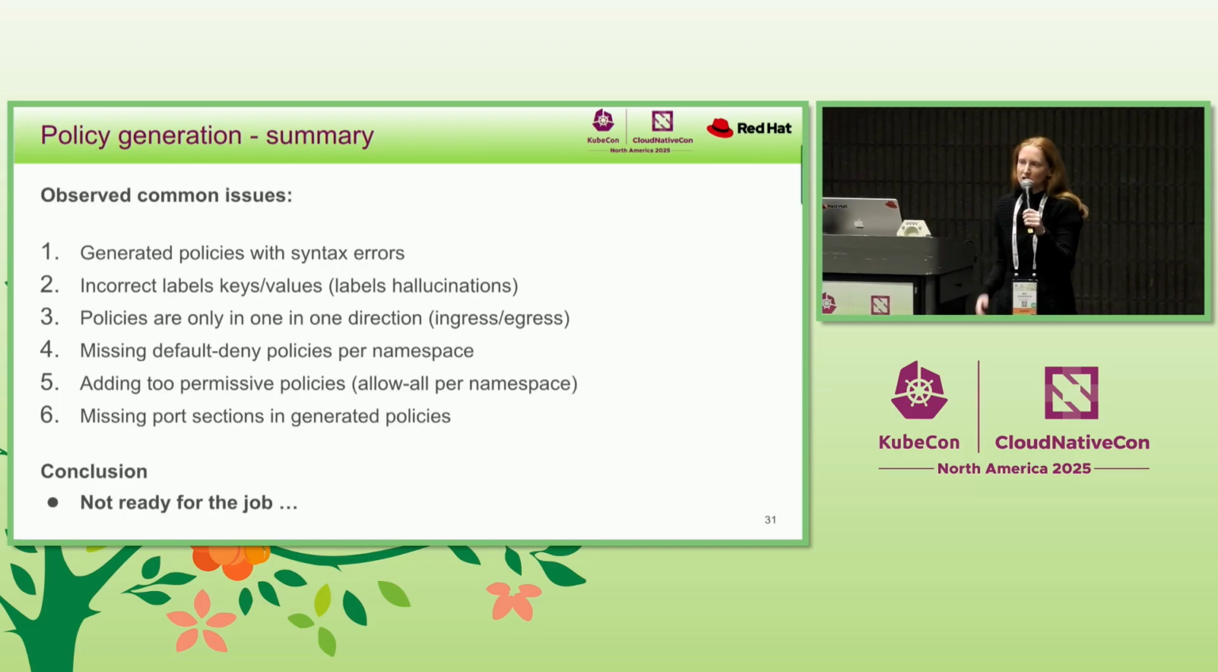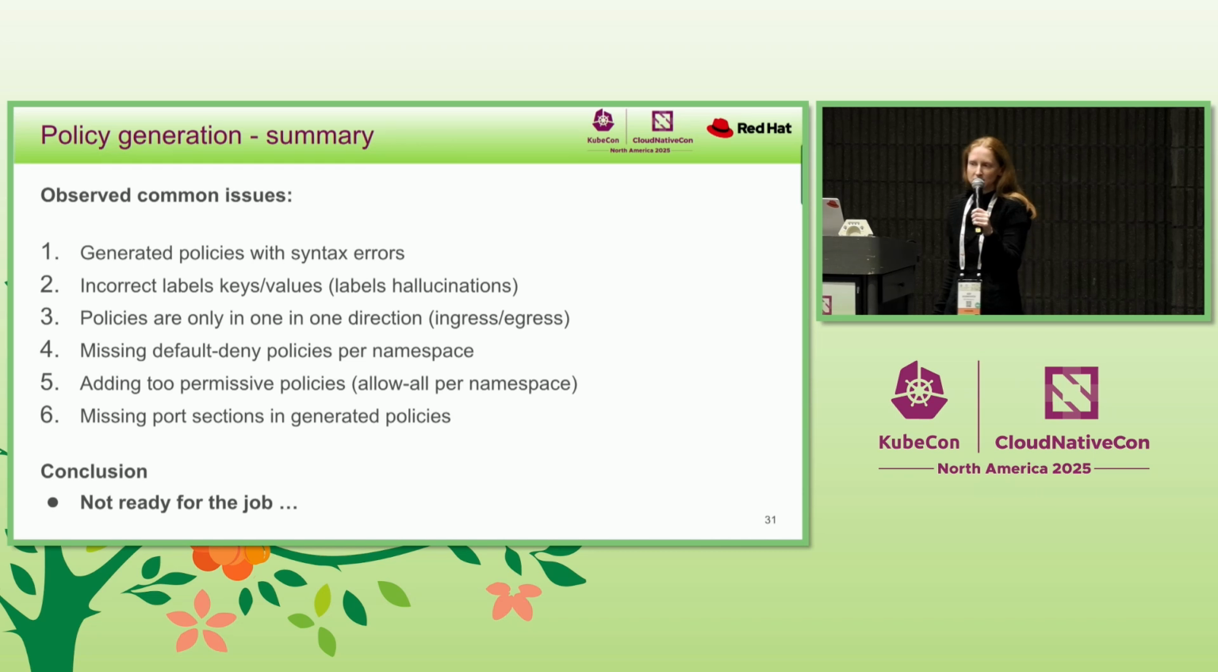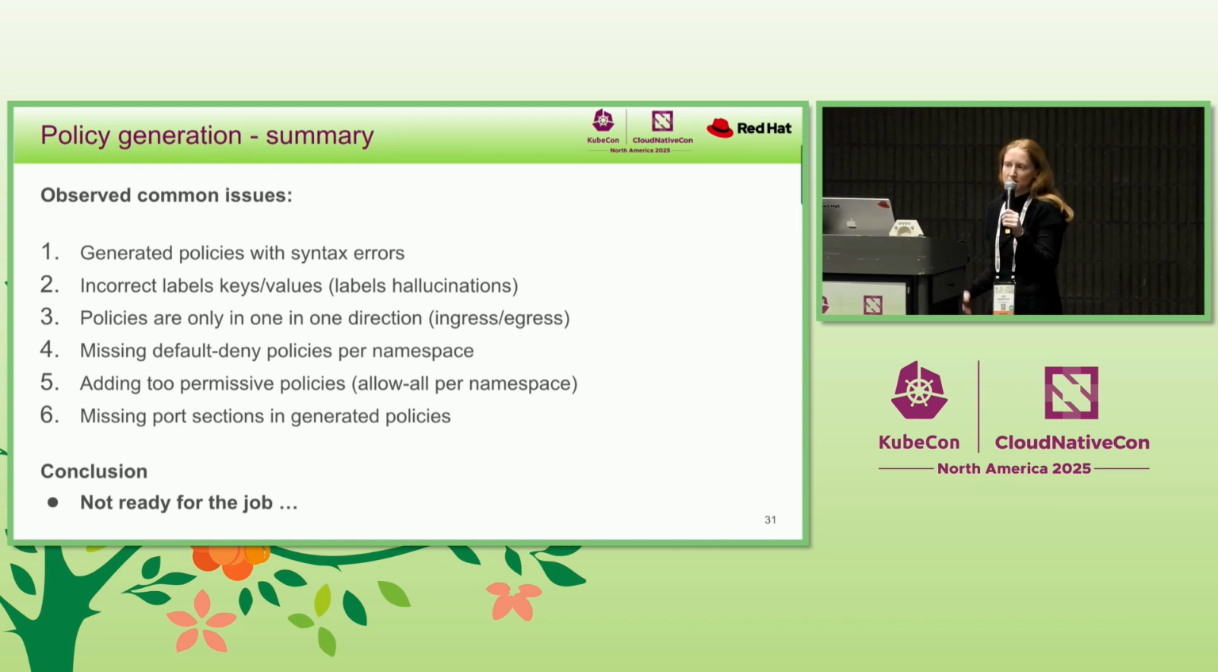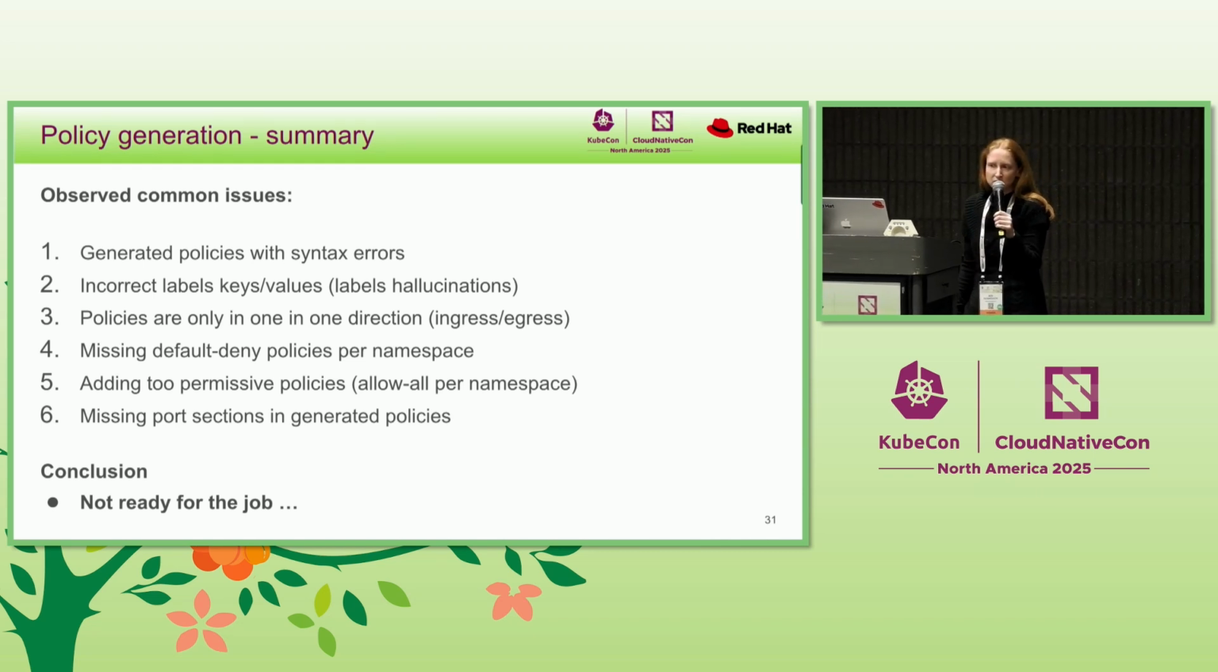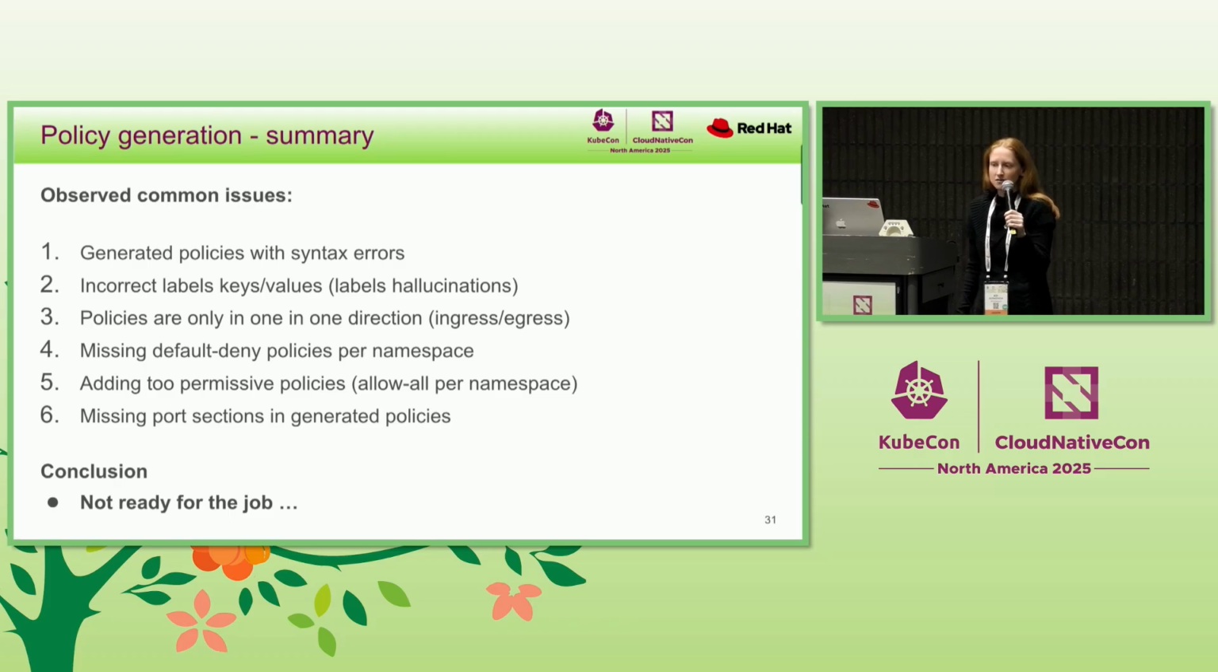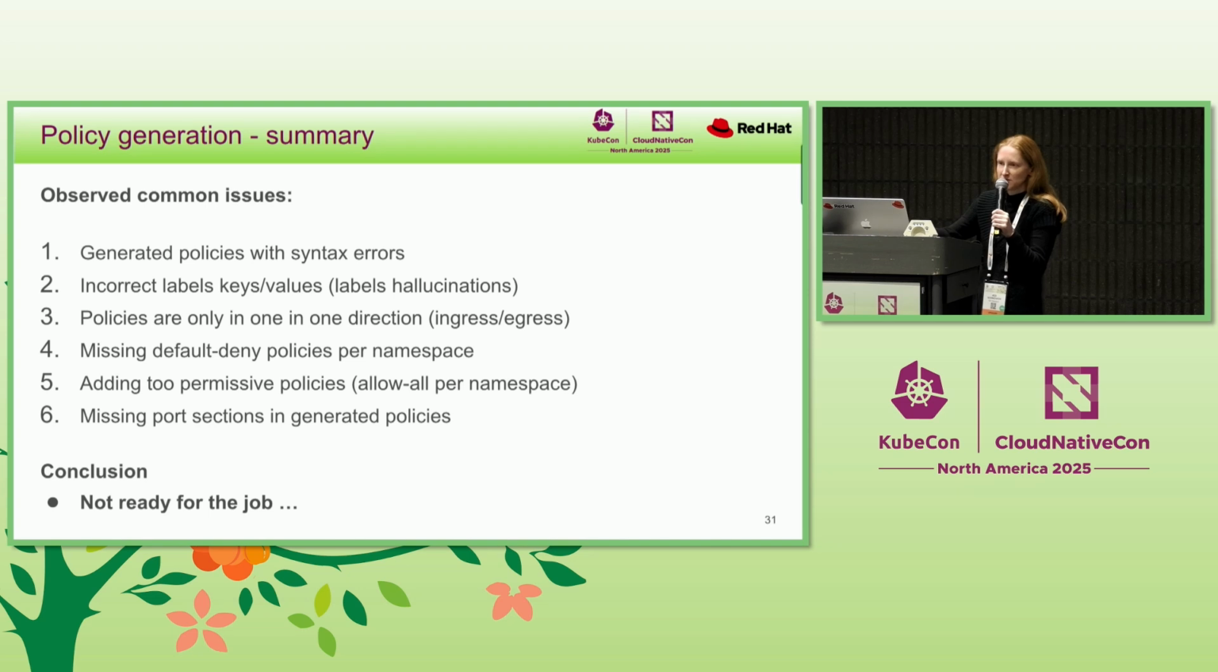So to summarize common issues that I've noticed with the policies that the LLM was generating: it has syntax errors, it has incorrect label key values for label hallucinations. It created policies only in one direction instead of both ingress and egress. It was sometimes missing default deny policies per namespace, or sometimes it was adding too permissive policies, like allow all per namespace, and it was sometimes missing port sections in the generated policies. So for these experiments, we could not use the policies as is what the LLM has generated.